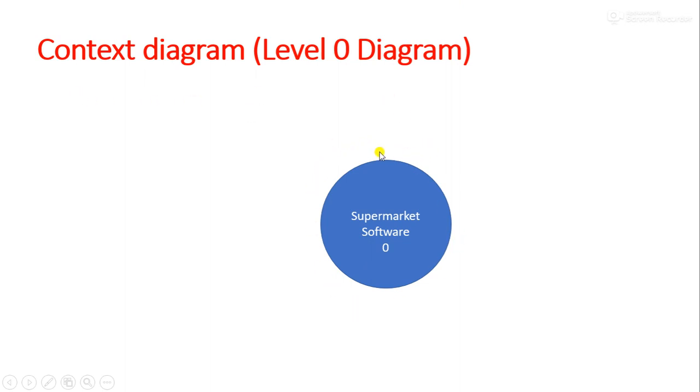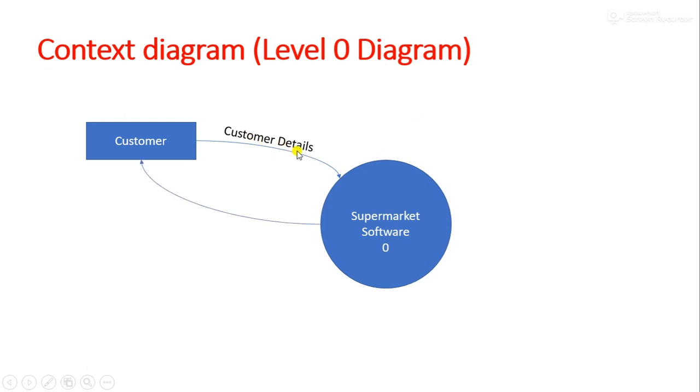In the context diagram we also need to represent the different types of entities that may use our system. Our first type of external entity is the customer. This customer enters the customer details into the system, and the software generates a unique customer number, that is CN, and gives it to the customer.